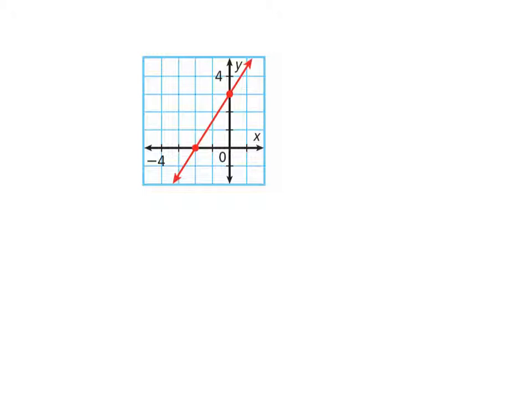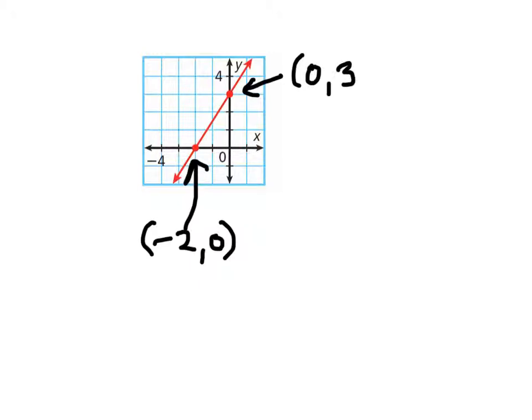All right, so let's calculate the slope of this line. Let's first look at the 2 points that are shown for us. This point is the point x equals -2, y equals 0. And this point is x equals 0, y equals 3. All right, so we can simply count slope. If I start at -2, 0, my change in the y direction, the rise, would be 1, 2, 3. So I have to go up 3.